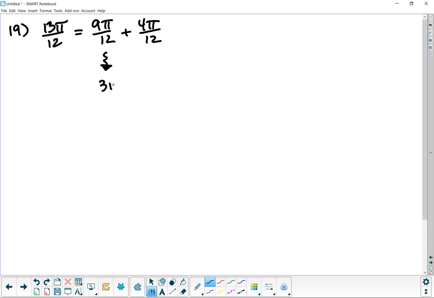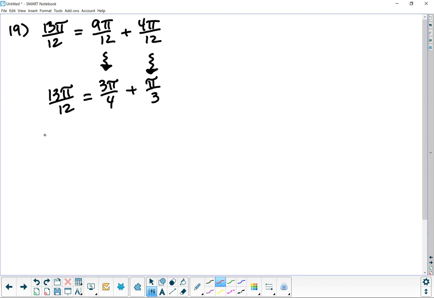Divide both of them by 3, I get 3 pi over 4, and that is on the unit circle. And then if I reduce 4 pi over 12, what does that make? Divide both by 4, I get... actually, I don't get 3. What am I doing? Divide both by 4, I get pi over 3. So pi over 3 is on the unit circle, so I can change 13 pi over 12, and this is just using radians, to 3 pi over 4 plus pi over 3. So that's what I'm going to do.